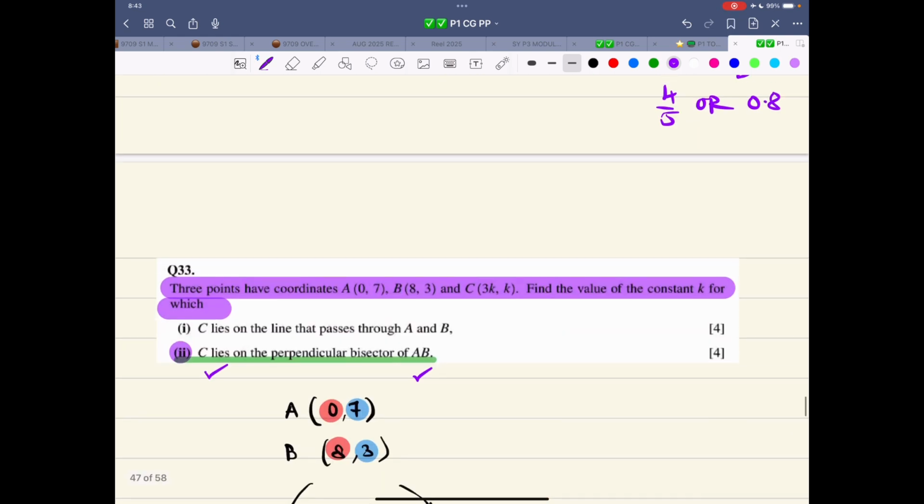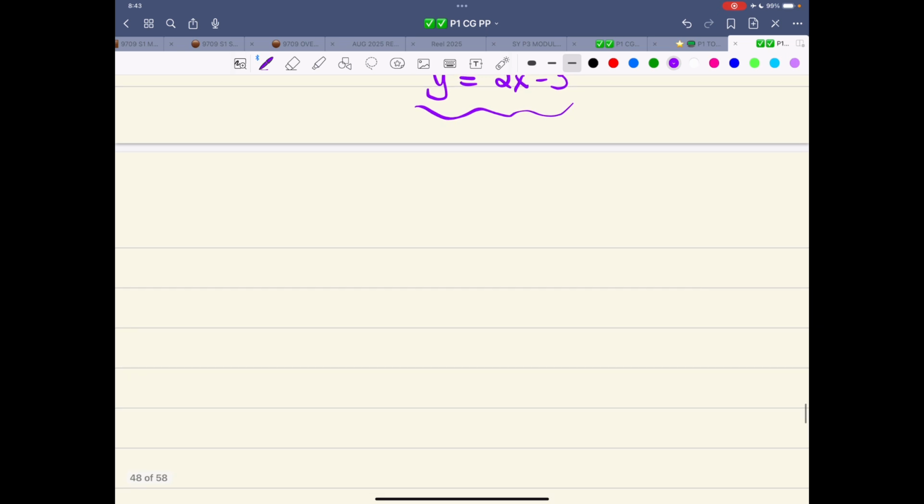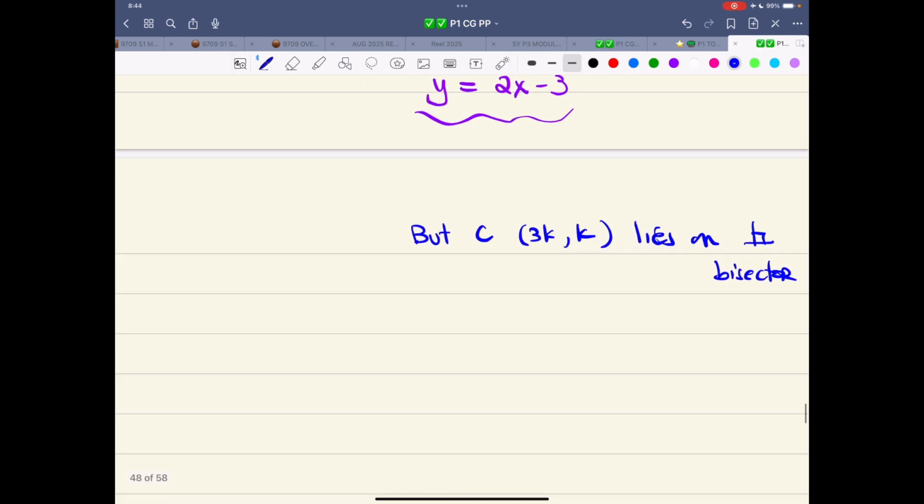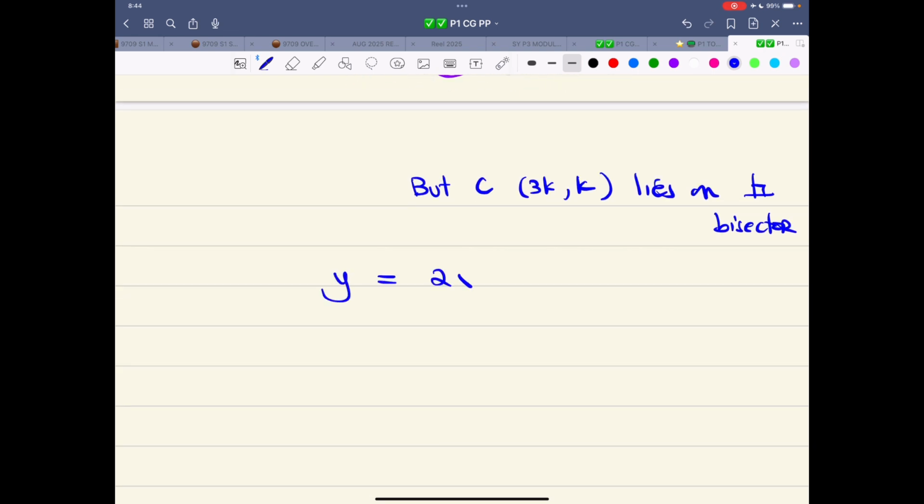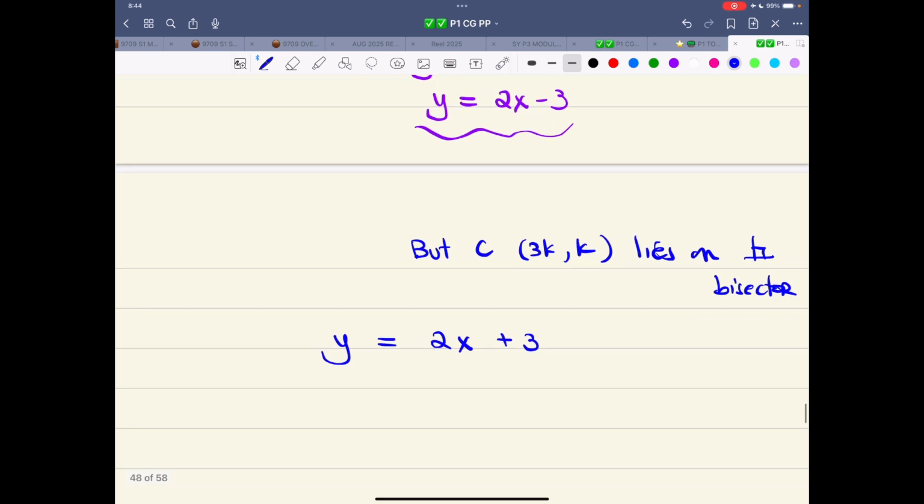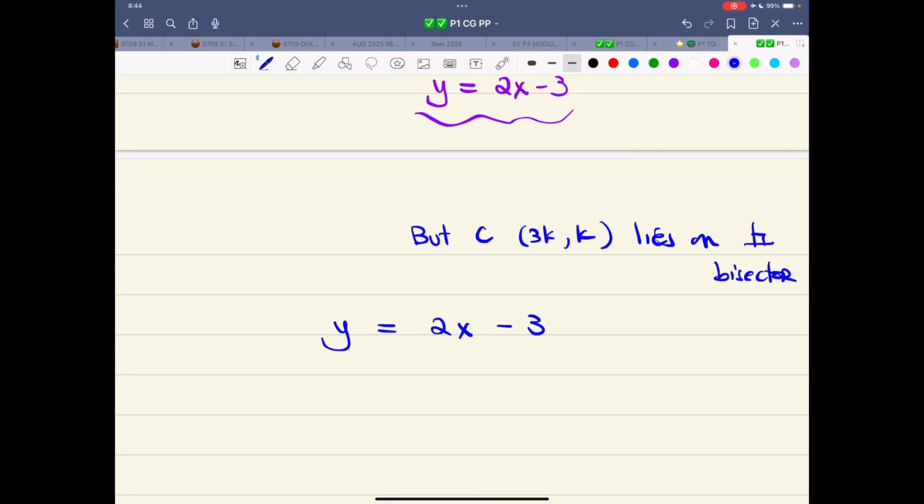C is what? C is (3k, k). Now let me write, but C (3k, k) lies on the perpendicular bisector. So therefore y is equal to 2x plus 3, actually minus 3, my bad. And this x coordinate, this y coordinate, that should go over here. So this should be replaced with a k, and this x coordinate 3k should be replaced over here as 3k.